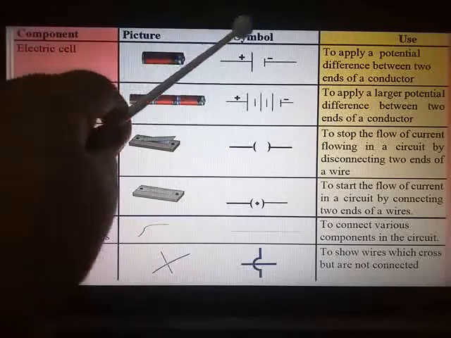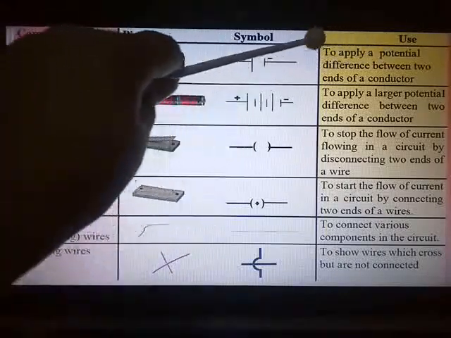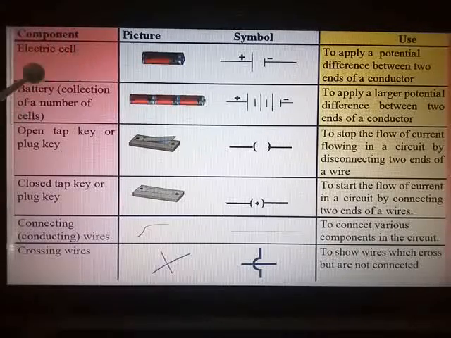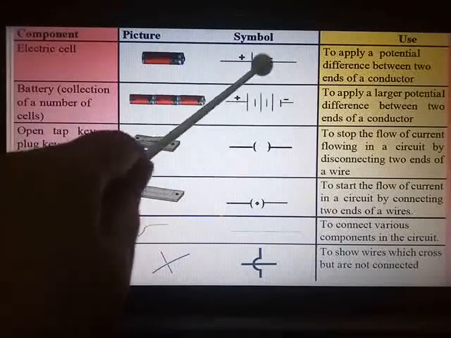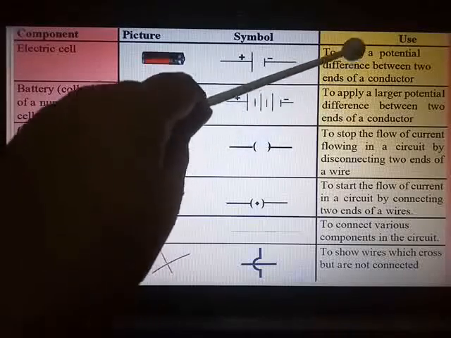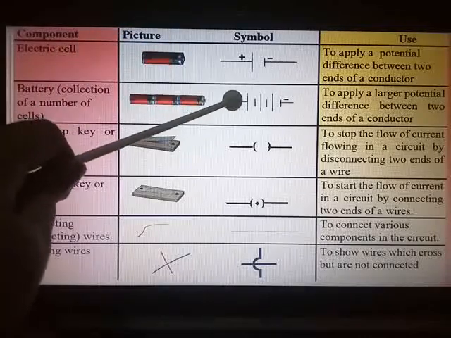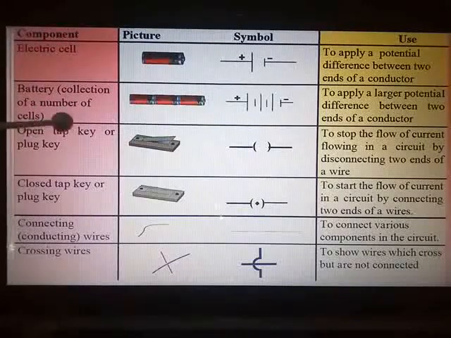So in short, we are going to see fast. Electric cell, this is the symbol with the positive and negative terminal. Use it to apply a potential difference between the two ends of the wire. Battery is nothing but a collection of a number of cells. So you can see the number of cells have increased, with a positive and negative terminal, to apply a larger potential difference. If you want to apply a small amount of potential difference, a single cell is enough.